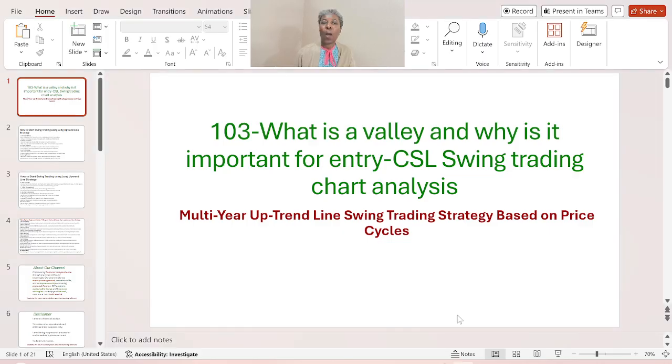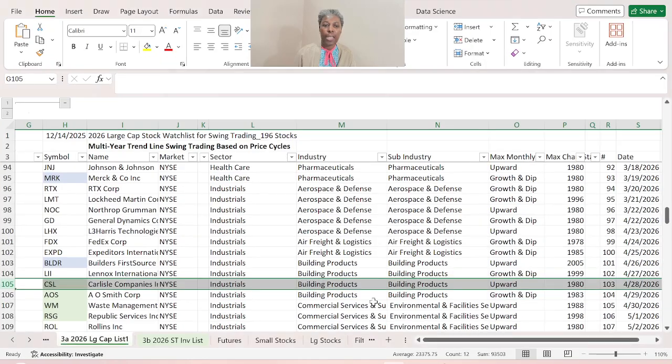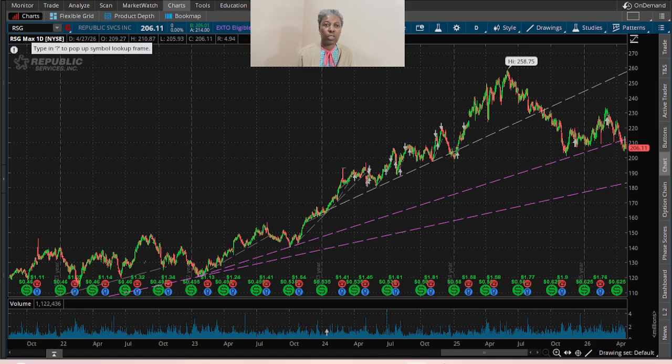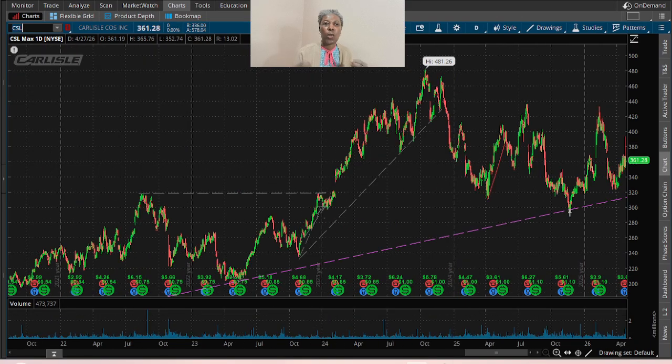Hello, what is a valley and why is it important for entry? Let's take an example. CSL stocks as of April 28, 2026 to analyze. So for CSL, the valley is the higher lows of the chart.